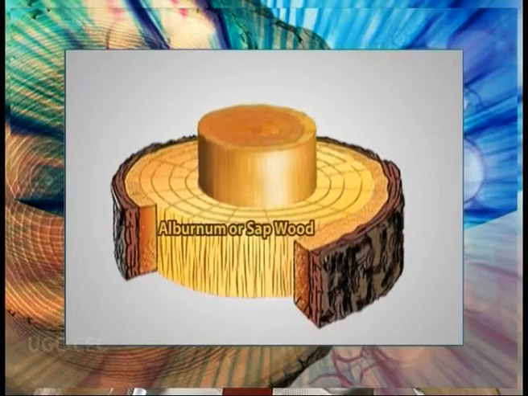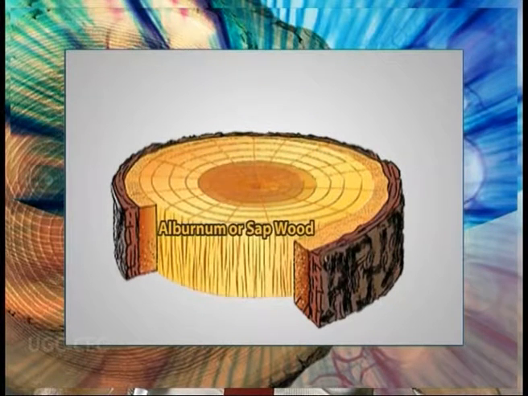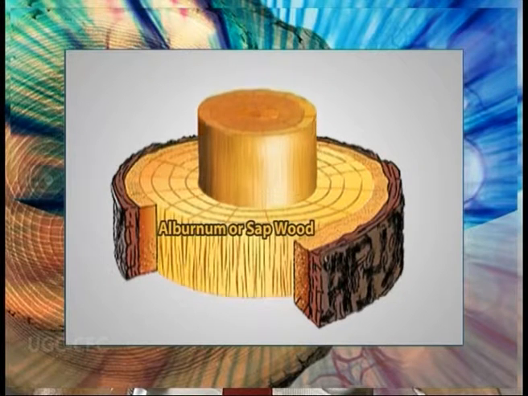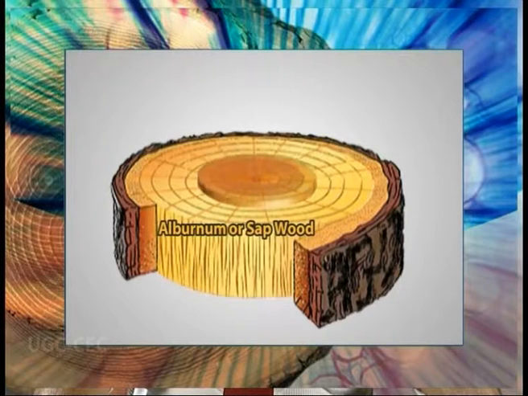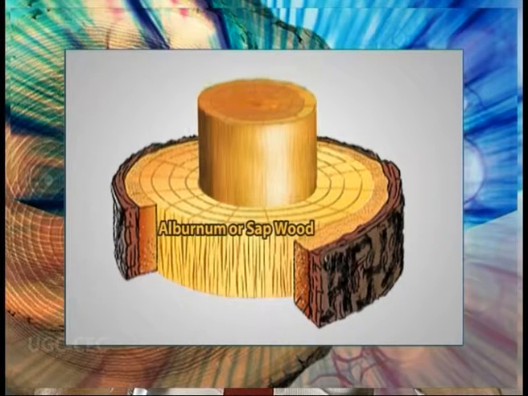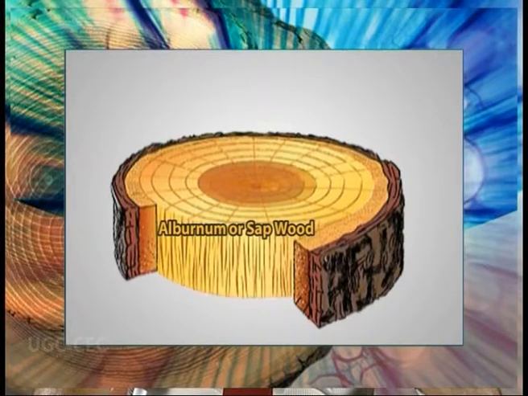Alburnum, also known as sapwood, represents the peripheral active portion of the secondary xylem. This portion is still capable of conducting water. Due to its meager mechanical strength and lack of durability, the sapwood cannot serve as commercial wood.